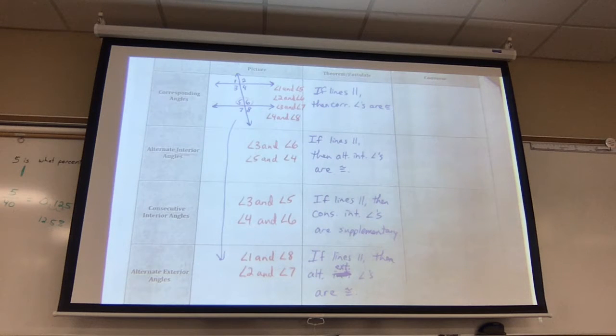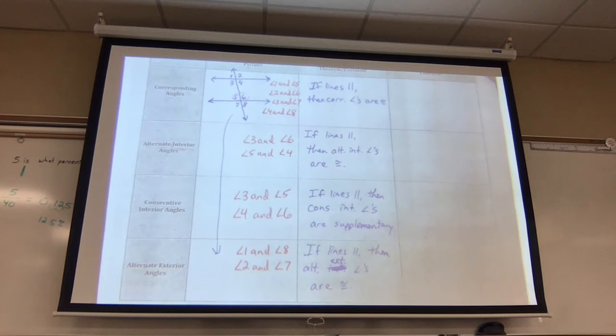So the other sets of angles will all be congruent if your lines are parallel. The one that's different is consecutive interior angles. If the lines are parallel, your consecutive interior angles will be supplementary. They're going to add up to 180. So if you haven't updated that yet, go ahead and do that.